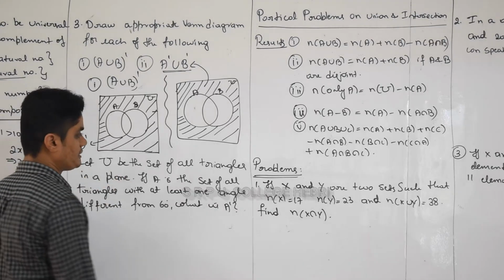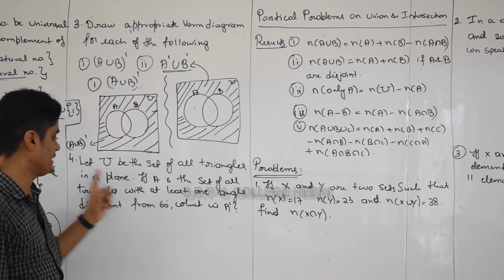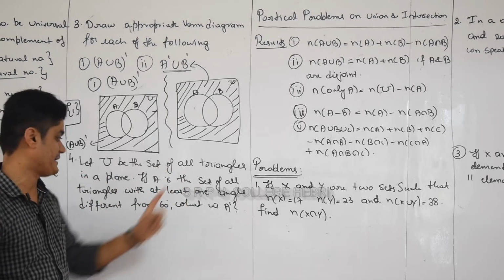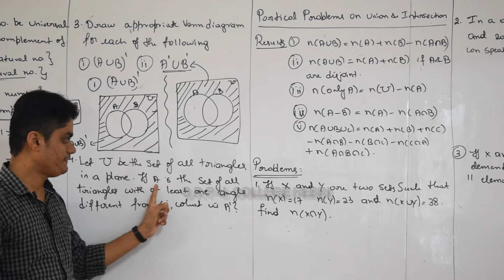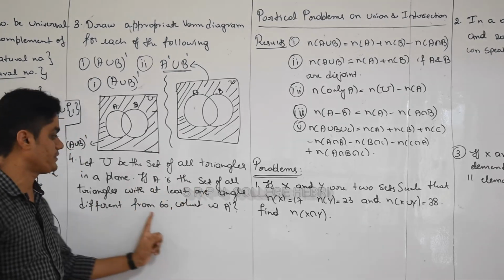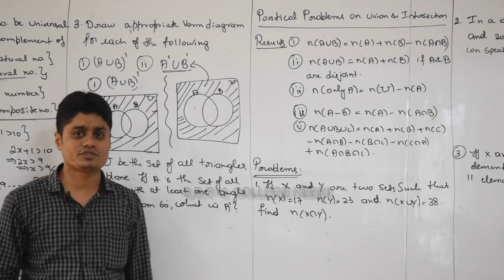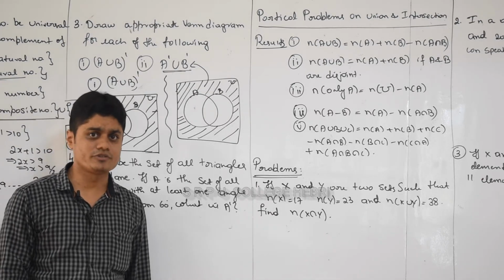Let U be the set of all triangles in a plane. This is a 1 mark question, a simple question. If A is a set of all triangles with at least one angle different from 60 degrees, what is its complement? If one angle is different from 60 degrees, definitely it cannot be an equilateral triangle, right?